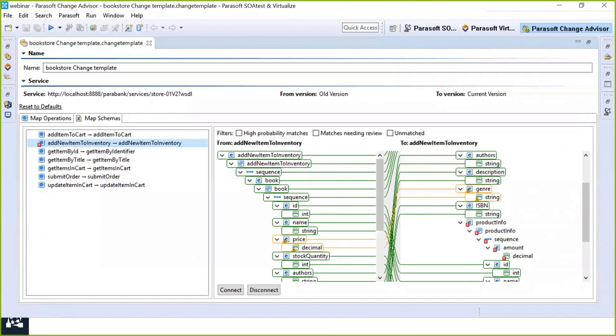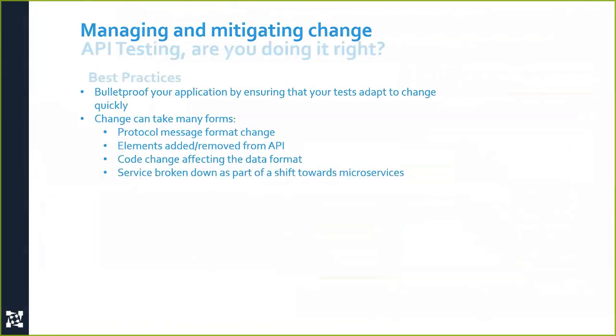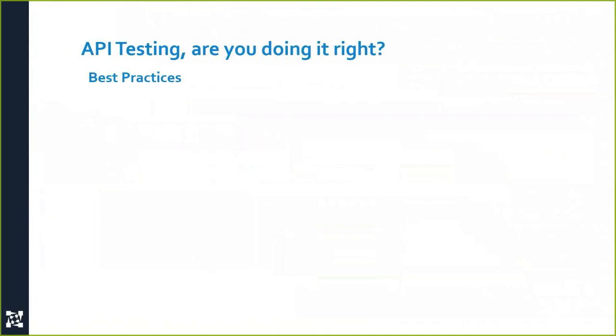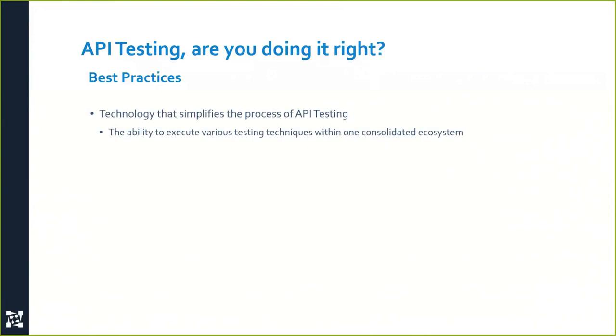All right, so I've talked about what API testing is, how we can do API testing. Are we doing API testing right in our individual organizations? Now, what we want to do is make sure that any technology that we leverage for API testing will allow us to simplify that process. We want to have one consolidated, centralized ecosystem where we can kick off our various testing techniques, make sure that we can do everything that we need to do. And to do that, there are some things that we need to keep in mind, some questions that we have to ask ourselves before we go forward.